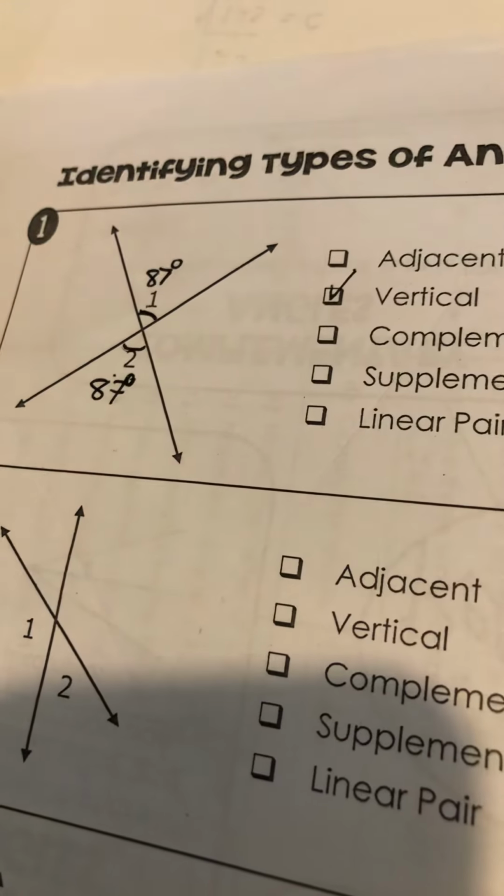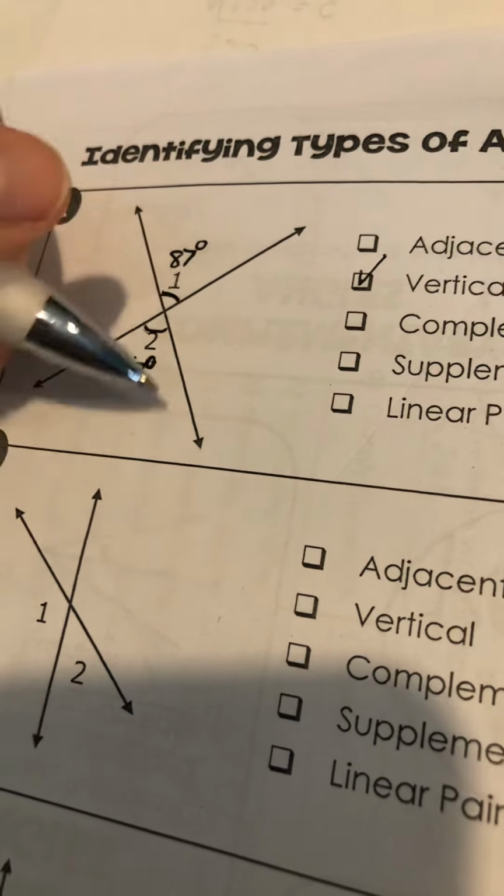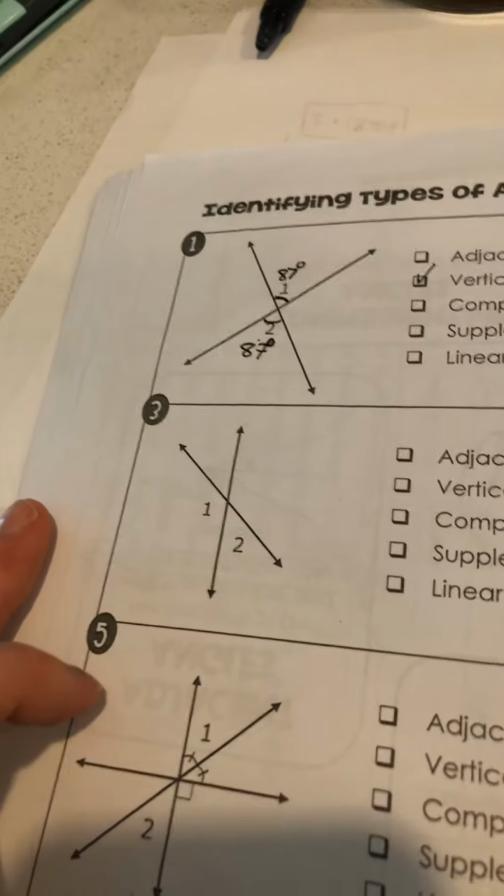Okay? Across from each other, same 2 lines, vertical angles, okay? We're gonna be using vertical angles a lot in the next unit.